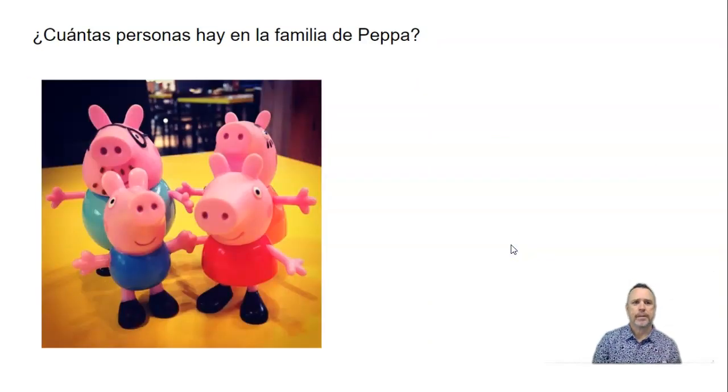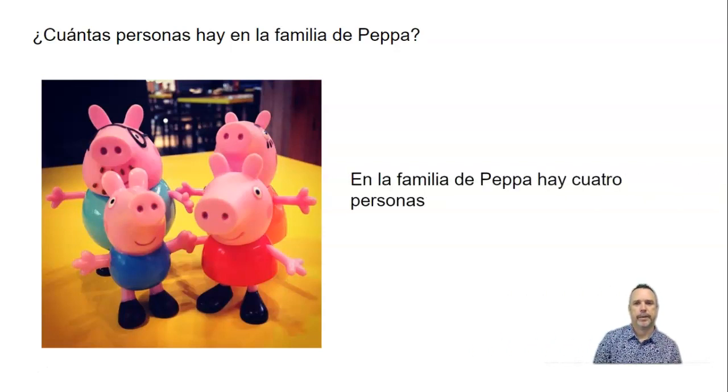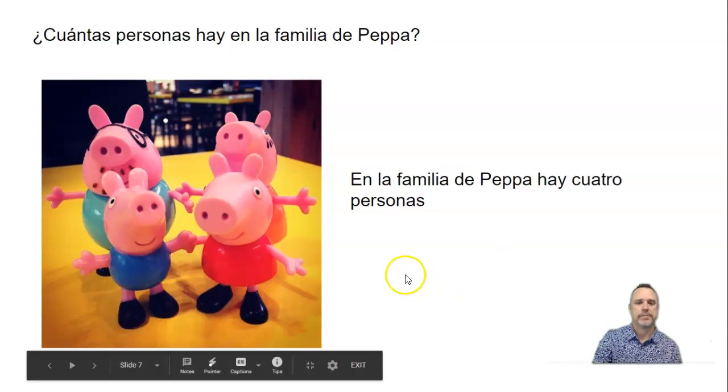One more. ¿Cuántas personas hay en la familia de Pepa? Igual que Mahalia, same as Mahalia. En la familia de Pepa hay 4 personas. I guess technically they're not personas, they are cerdos, cerdo being the word for pig. But I think you get the point. All right, so there's some 3 examples.